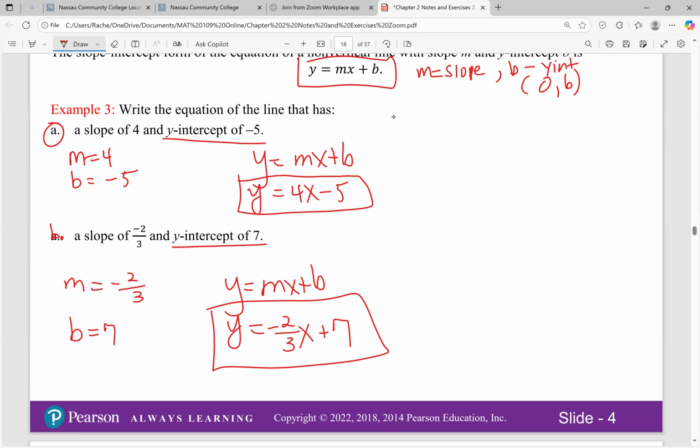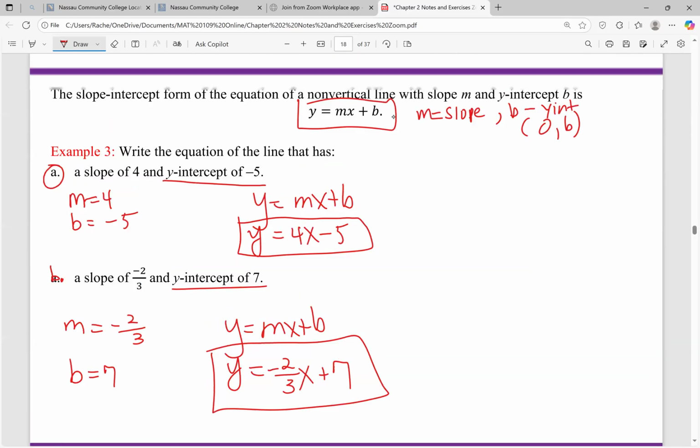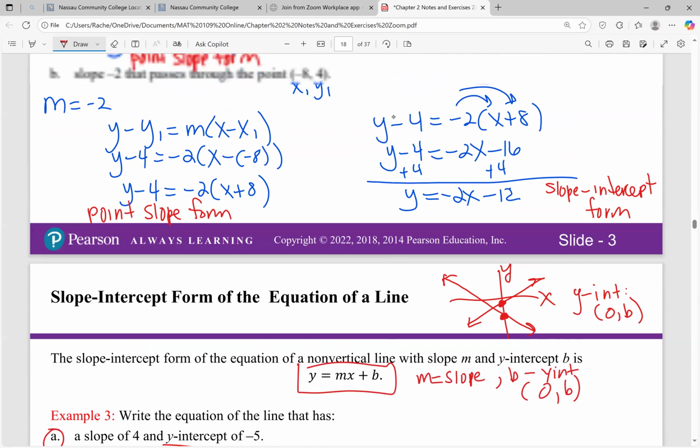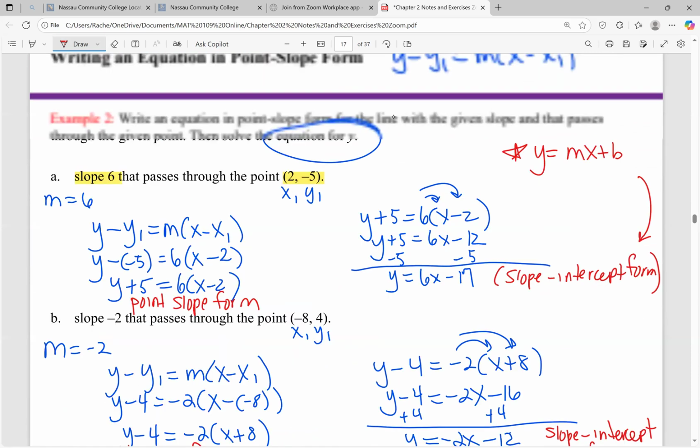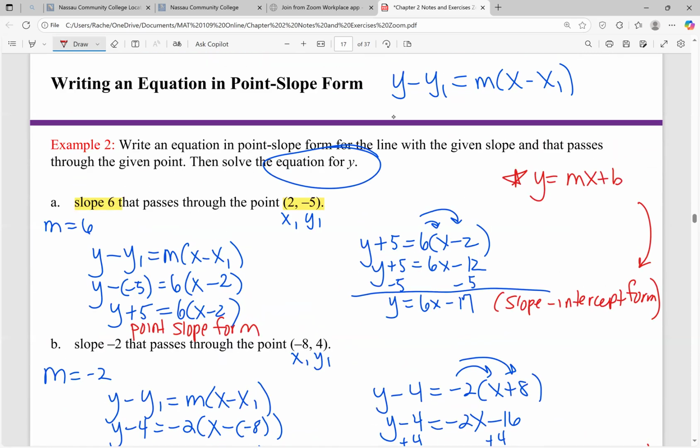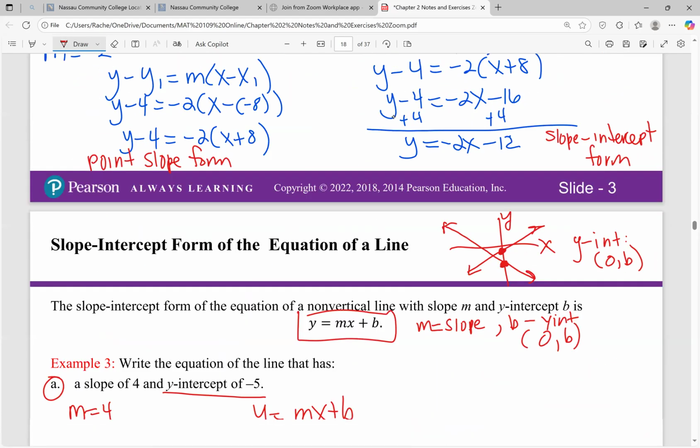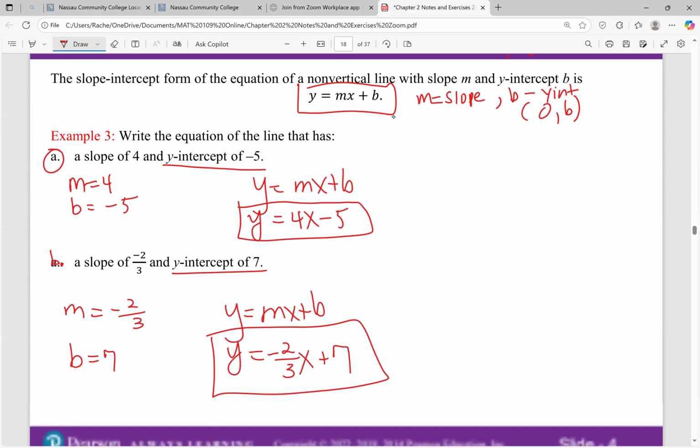So depending on what information you have regarding the line, that'll determine which form would be easier to use to come up with the equation. So use the point slope form when you have a point and a slope. Use the slope intercept form when you have a slope and a y-intercept.